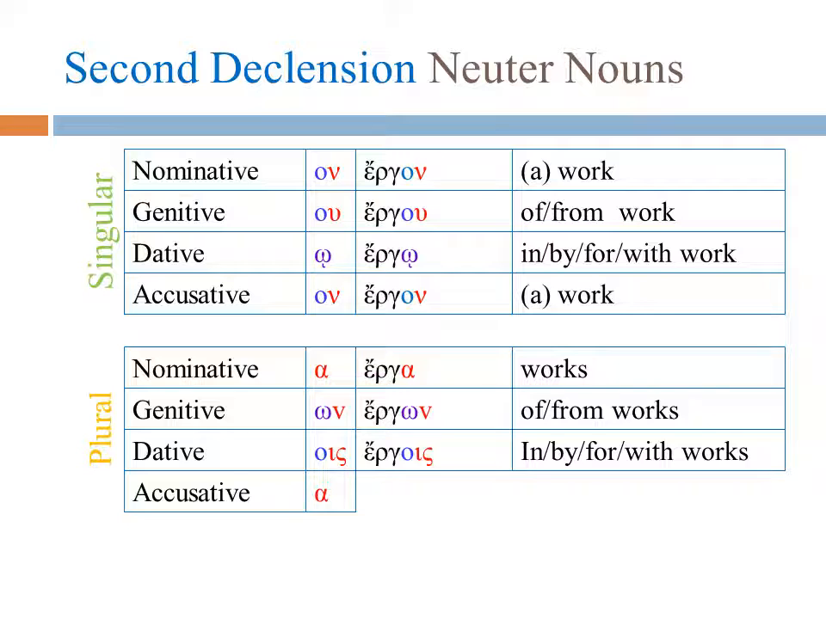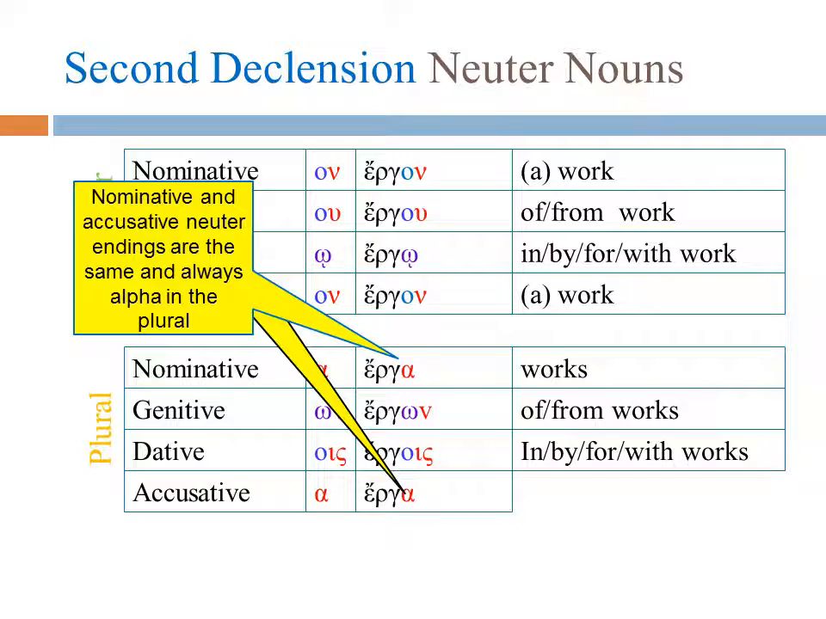Ending alpha, not surprisingly, the same as the nominative, because in the second declension, neuter nouns, alpha nominative is always the same as the accusative. Actually, this is true of all neuter nouns in the first, second, and third declension. The nominative and accusative are always the same. So when we get to the third declension, this is something that's going to follow all the way through.